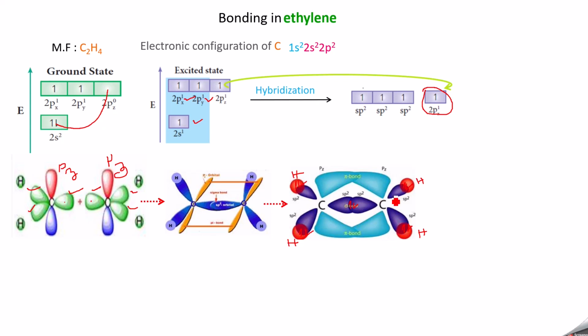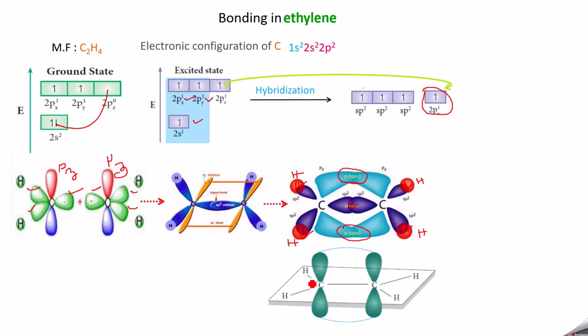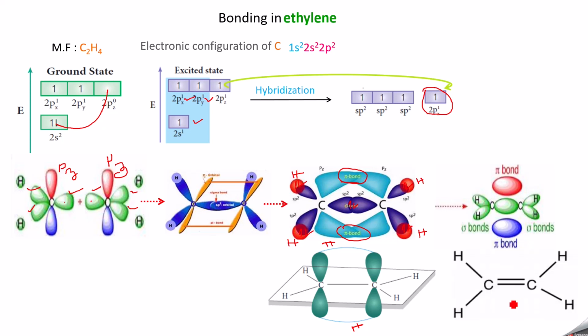Now this pz orbital and this pz orbital will undergo lateral overlap to form a pi bond. So you will be getting it like this. That is, this C2 hydrogen and this C2 hydrogen will be in one plane, and this pz orbital and this pz orbital will be perpendicular to the plane. So they will undergo lateral overlap to form a pi bond like this. One lobe will be above the plane, the other lobe will be below the plane. So you will be getting it like this.